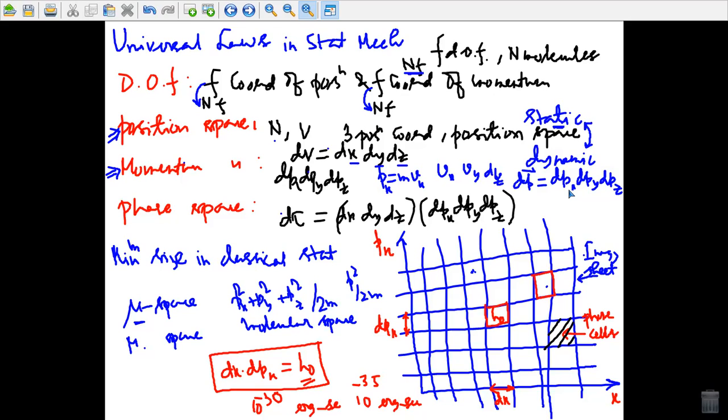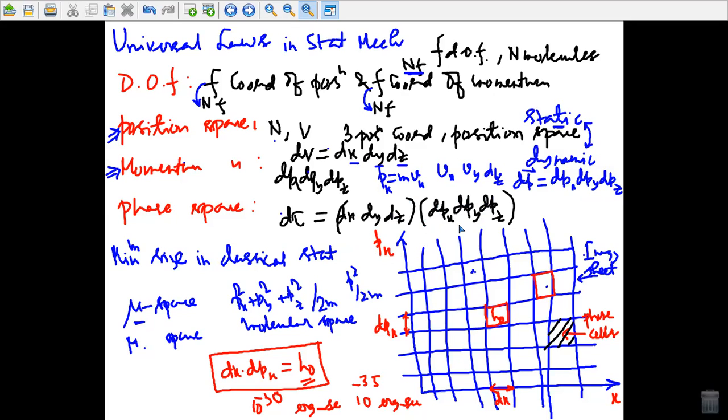Complete information about any particle in a dynamic system can be obtained from a knowledge of these six coordinates, which completely determine its position as well as momentum. A small element in phase space is denoted by d tau and is given by d tau equals the product of dx dy dz, that is the volume element in position space, times the volume element in the momentum space, dpx dpy dpz.